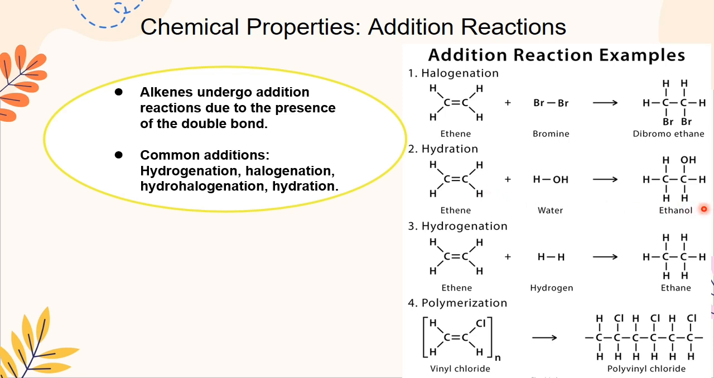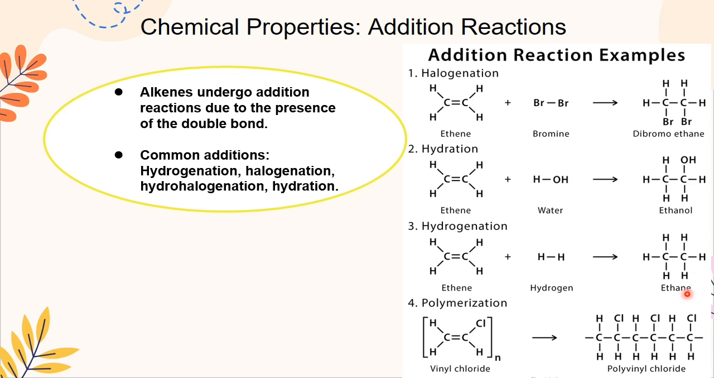So you can have a question that will say that hydration of alkene will produce dash. Just know that it's going to produce ethanol. And the question could say that halogenation of alkene will produce dash. Know that the product is going to be an alkane. Now, if you want to be specific, depending on the halogen that has been added, if it's bromine, then you might be thinking of dibromoethane. If it's chlorine, then you might be thinking of dichloroethane.